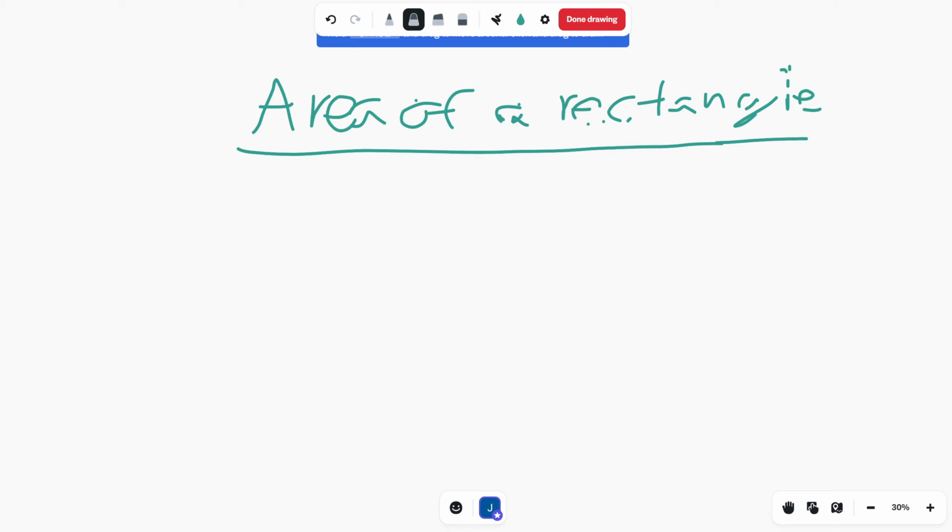Today, we'll be talking about how to find the area of a rectangle.